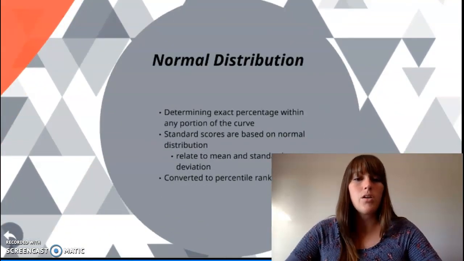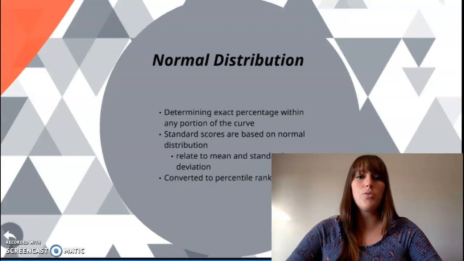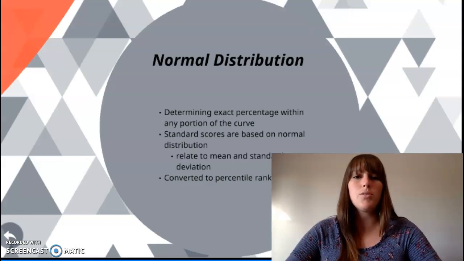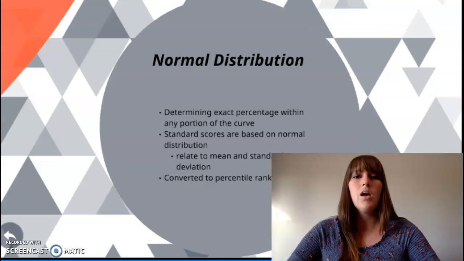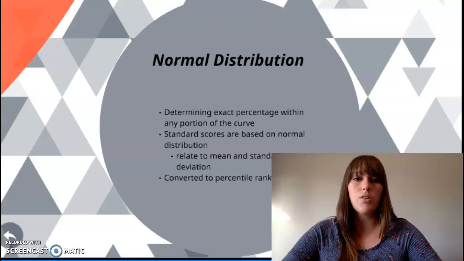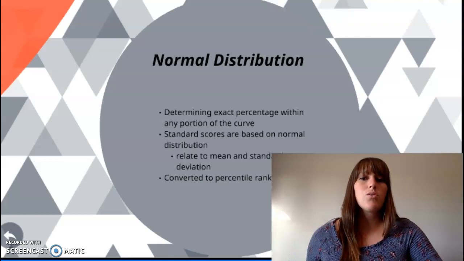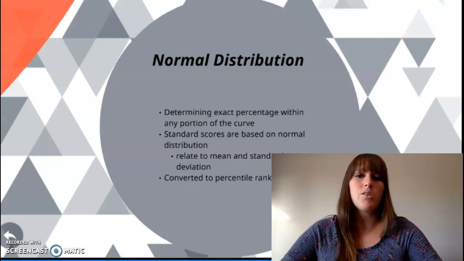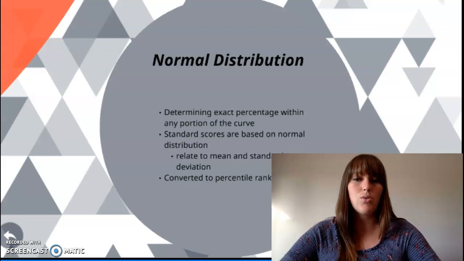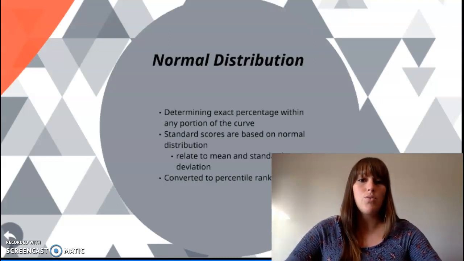So last, I'm going to talk a little bit about normal distribution. Normal distribution is the ability to determine the exact percentage of cases that fall within any portion of the curve. Standard scores are based on normal distribution, and it has special characteristics such as the student score is related to the mean and the standard deviation of the norm group. So those can be directly converted into the percentile ranks.